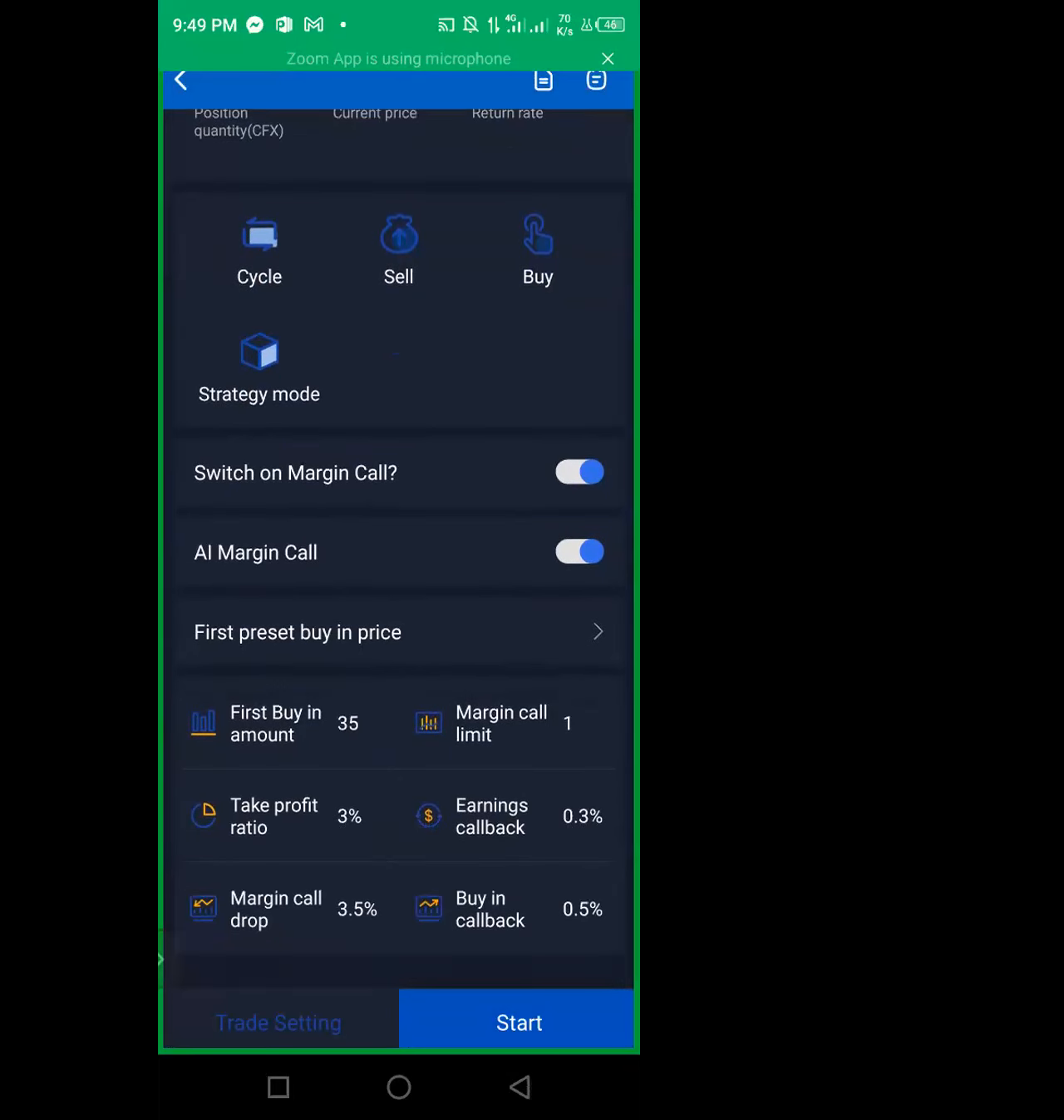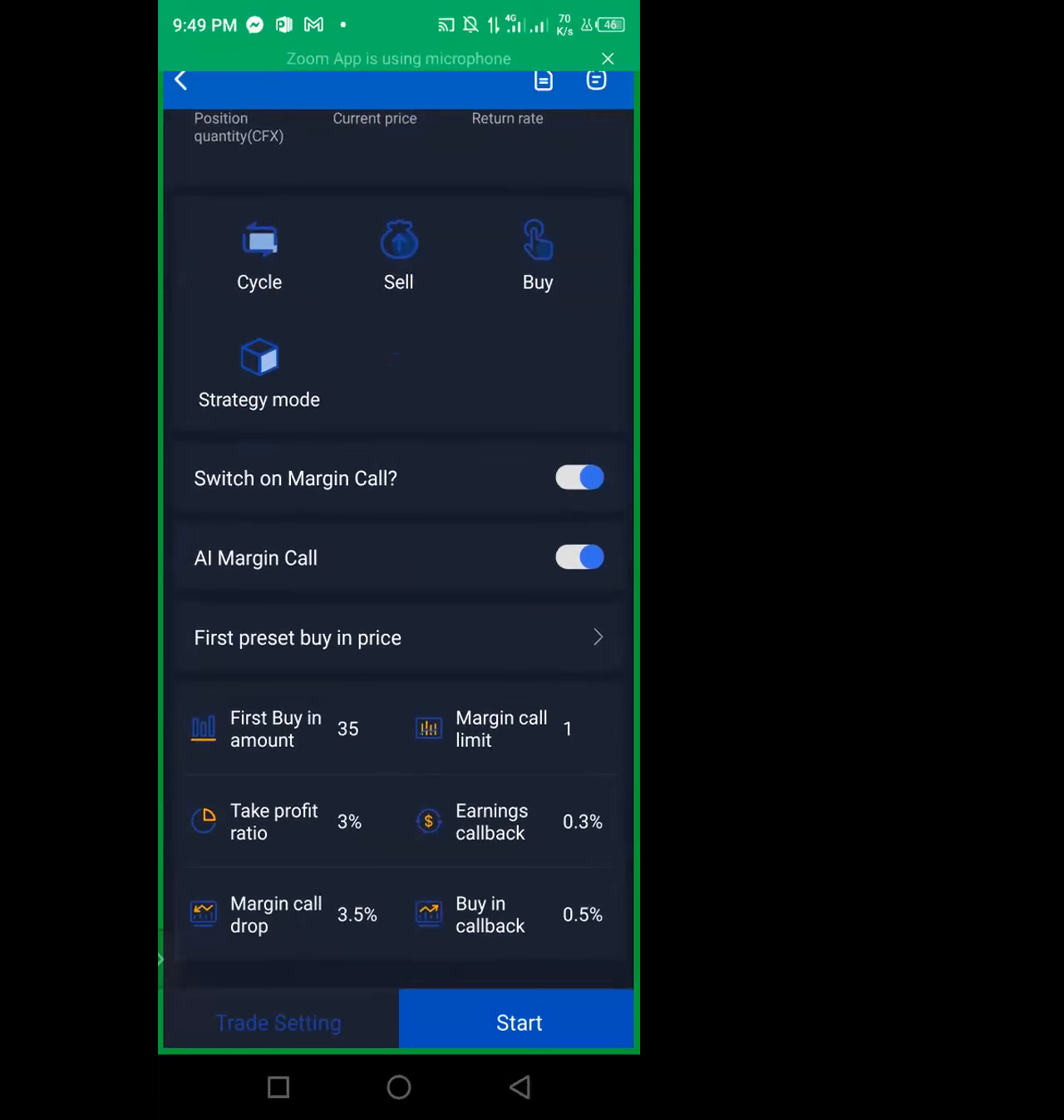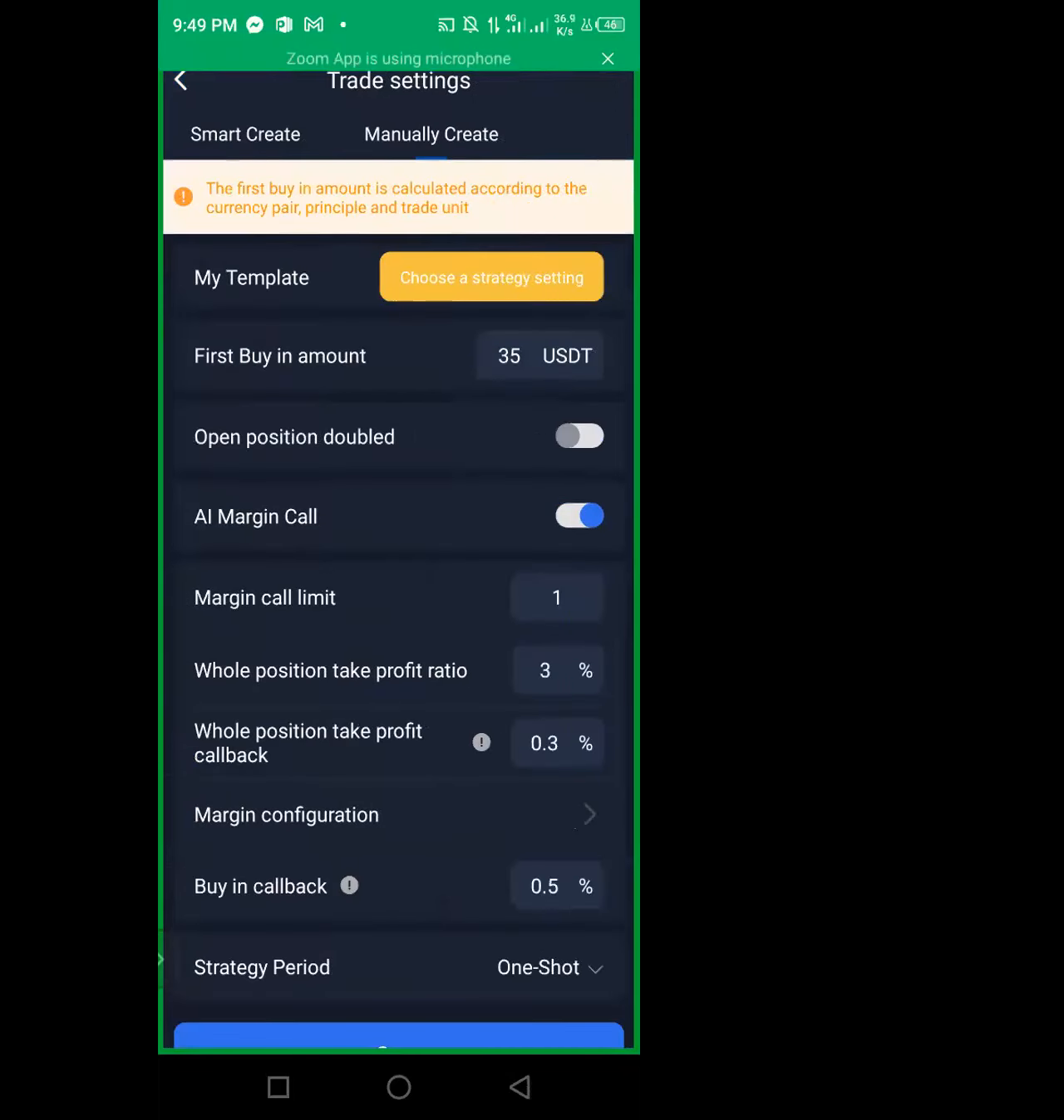So the next thing here is, let's go into the trade settings. That is, after this one, then we are done. We'll take some questions. Let's see if we can round up before 10.